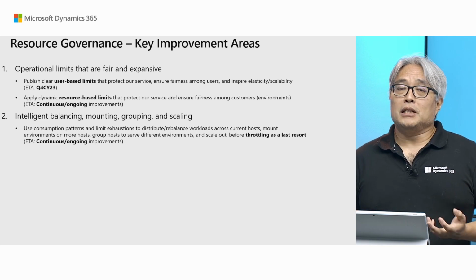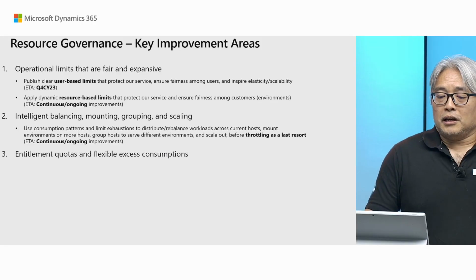So the aim is we want to make sure that we exploit all these techniques before we throttle. Throttling should be a last resort, if we cannot expand our service to accommodate your workload, right? And this is continuous ongoing improvement throughout the year.